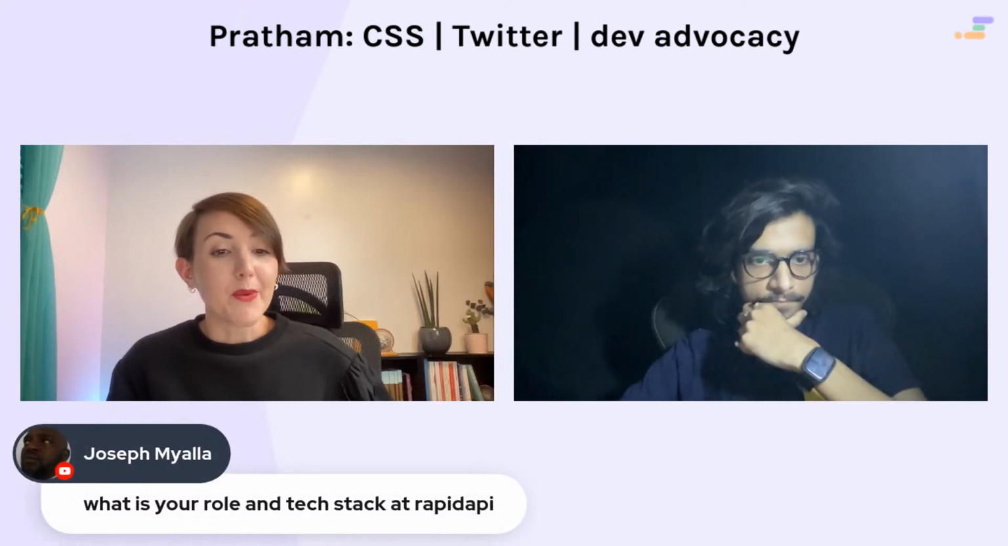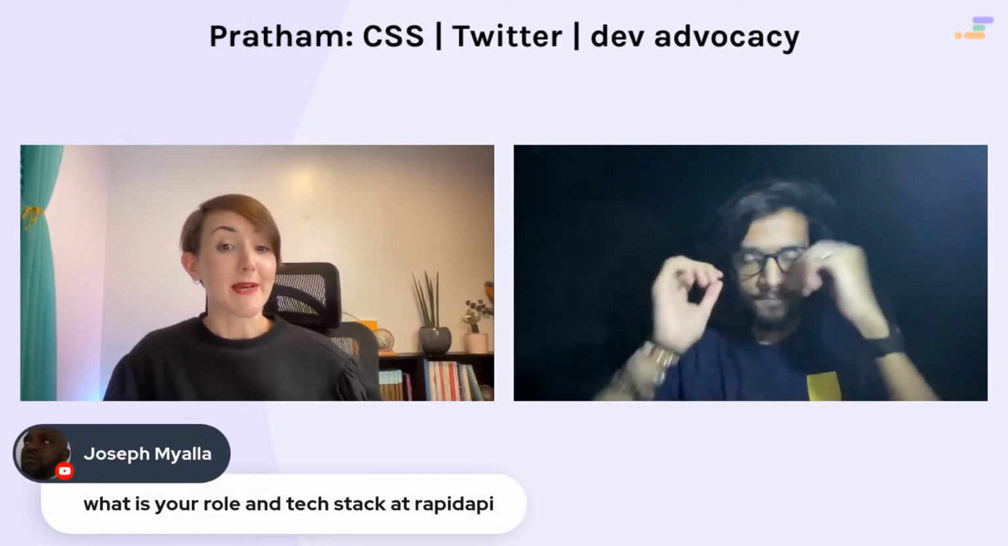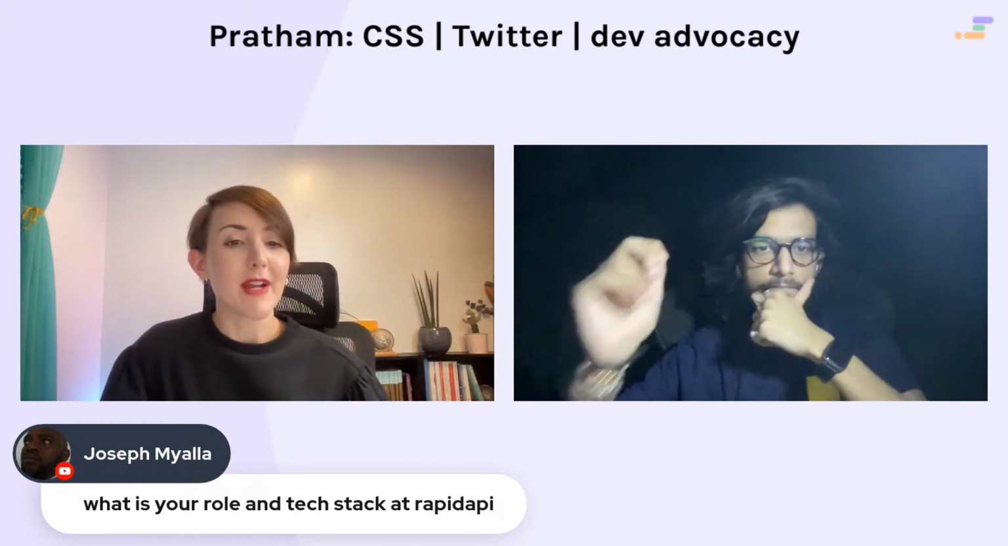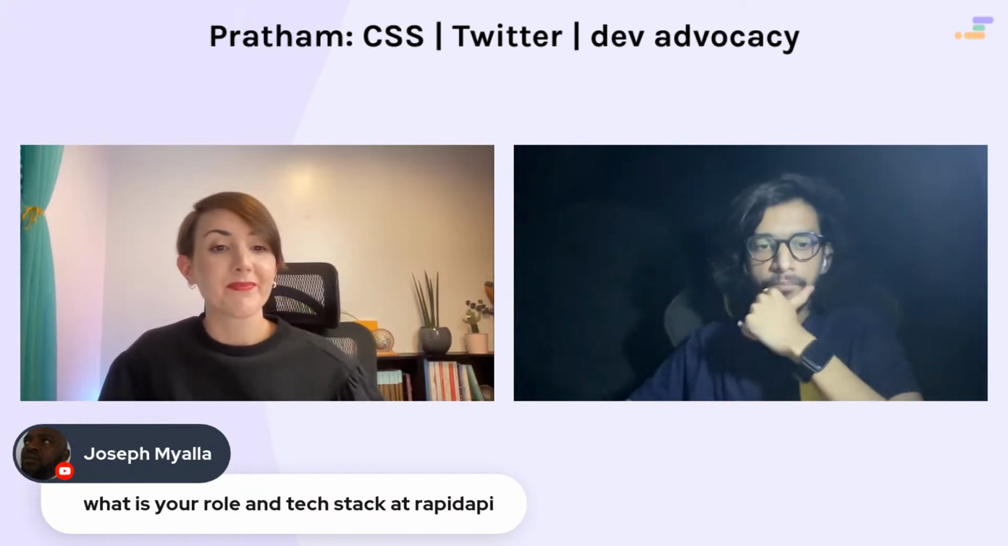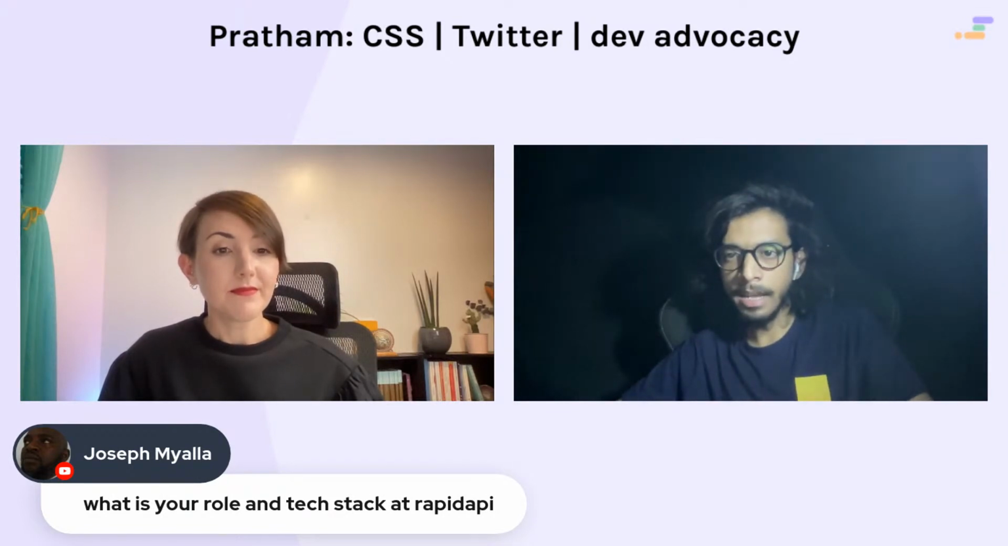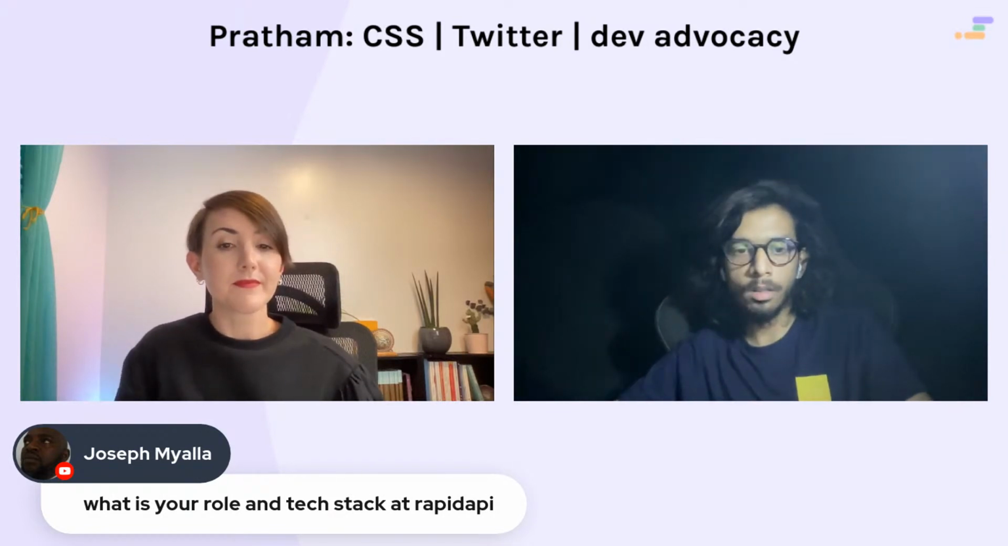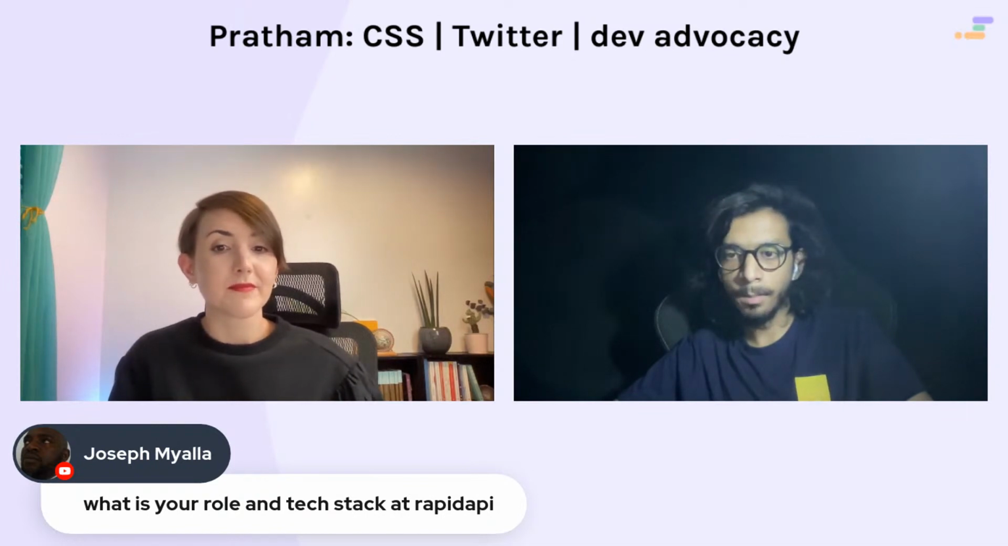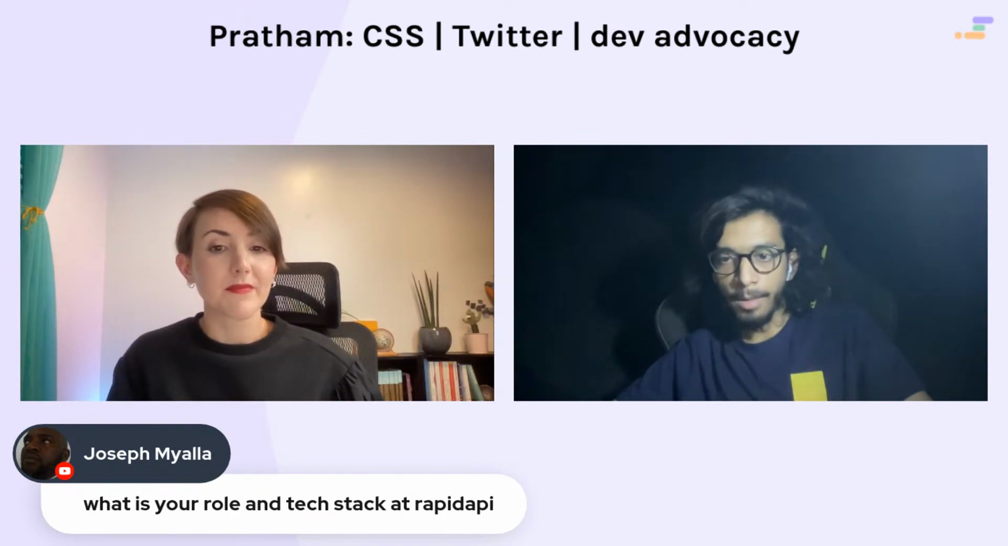Nice question here from Joseph. What is your role and your tech stack at Rapid API? Okay, my role is obviously developer advocate, and for the tech stack, I need to create some kind of demo projects there. So the tech stack is related to React, Next.js, and simple JavaScript and CSS. So these are the tech stack I'm currently working on.